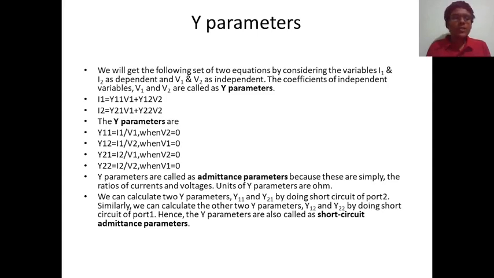We can calculate two Y parameters, Y11 and Y21, by doing short circuit of port 2. Similarly, we can calculate the other two Y parameters, Y12 and Y22, by doing short circuit of port 1. Hence, the Y parameters are also called short circuit admittance parameters.